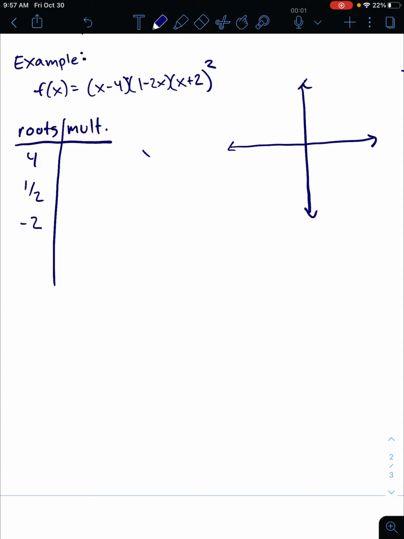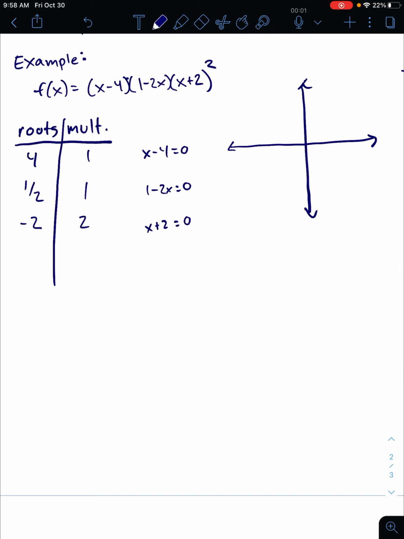How did I get that? I set x minus 4 equal to 0, I set 1 minus 2x equal to 0, and I set x plus 2 equal to 0. So I set each of these factors equal to 0. Okay, now I need to find the multiplicity. 4 is going to have a multiplicity of 1, 1/2 is going to have a multiplicity of 1, and -2 is going to have a multiplicity of 2.